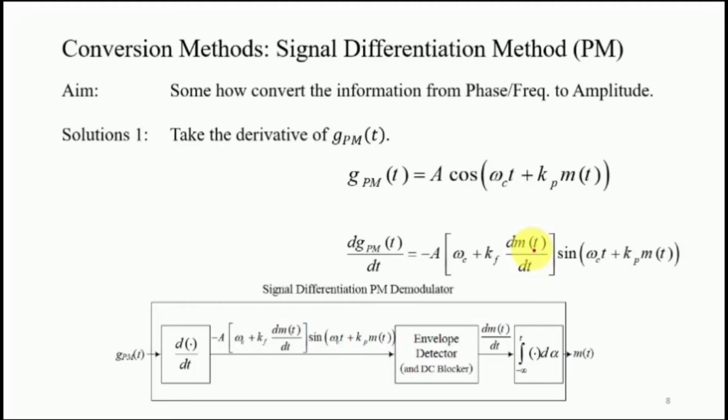So if it is varying, we can use the envelope detector. We can remove the average value or the DC offset. Once we have removed that, we would get back our dm of t by dt, right? We would get this signal, right? But what we need is the message signal. So if we pass it through an integrator, the differentiation would cancel off with the integration, and then you would get back your message signal m of t.